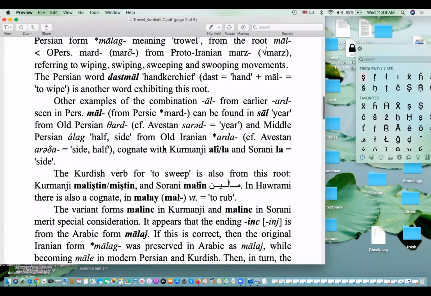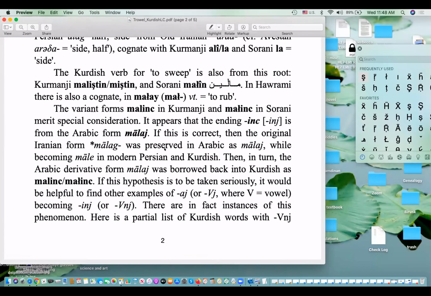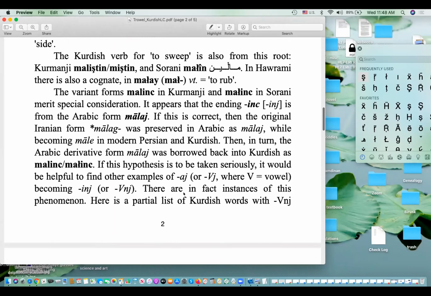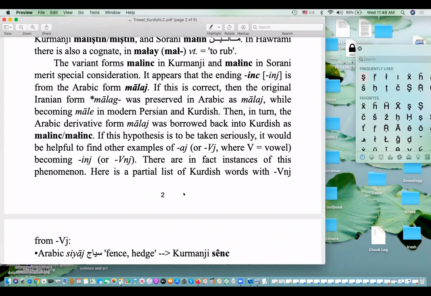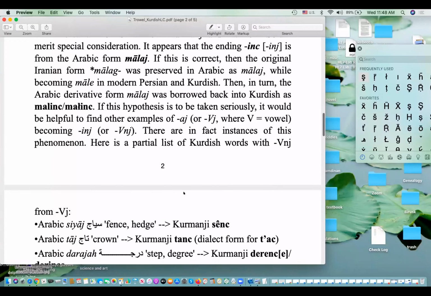Now, the variant forms for mala, malinj in Kurmanji and malinj in Sorani, merit special consideration. It appears that this inj ending is from the Arabic form malaj. If this is correct, then the original Iranian form malad was preserved in Arabic as malaj, while becoming mala in modern Persian and Kurdish. Then, in turn, the Arabic derivative from malaj was borrowed back into Kurdish as malinj. Now, if this hypothesis can hold water, then I have to be able to find other examples of aj becoming inj. And I actually did find some.